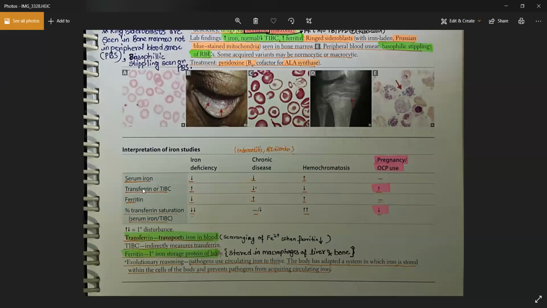So that's everything about the interpretations. Always look for the ferritin count. The TIBC will always oppose it, and look for the serum iron. If you have a deficiency, serum iron will be low. If you have hemochromatosis, the serum iron will be high. In case of chronic diseases, you will have high ferritin stores, but a low serum iron. Very important to know.